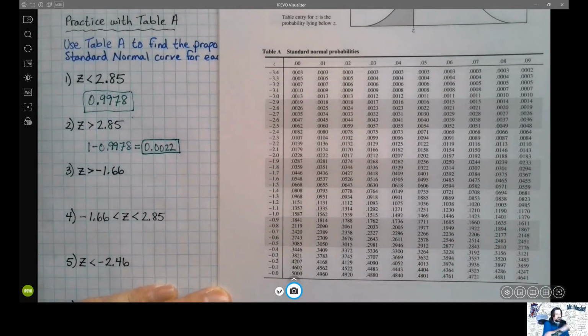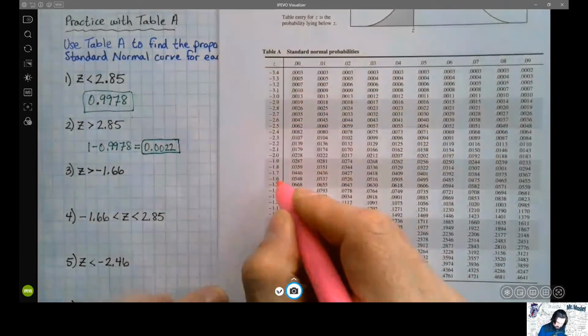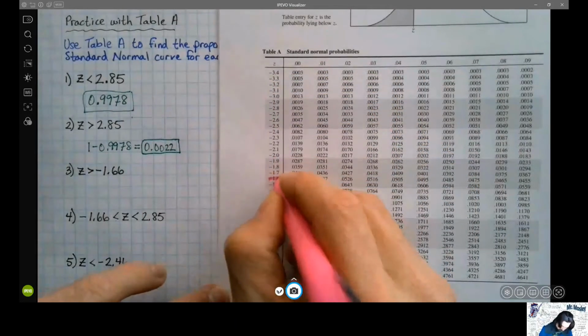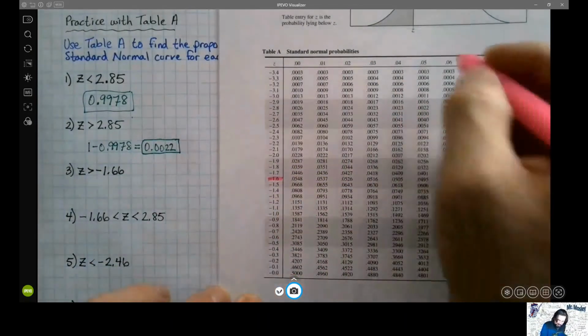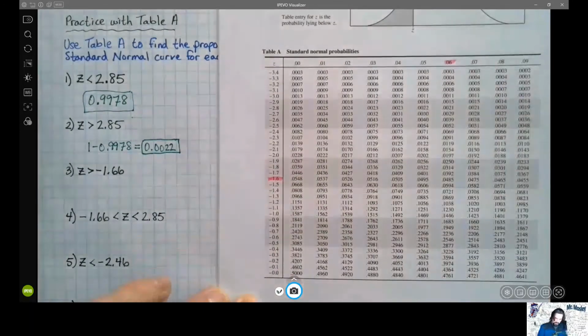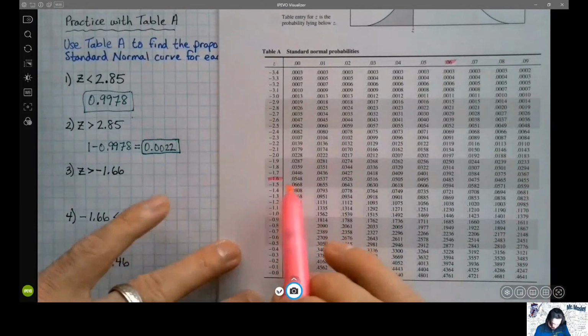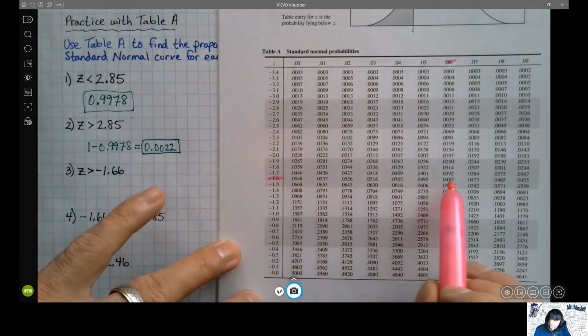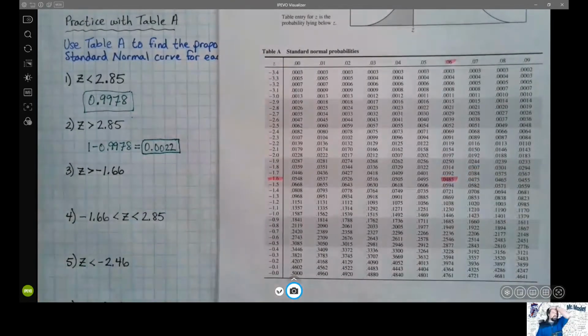Right, so we'll get our little handy dandy highlighter again. And we need to find negative 1.6 down this side, which is right here. And then complete that decimal of 0.06, because 0.06 plus 1.6 is 1.66. And follow this over to get the intersection. We get 0.0485. This makes sense, right?